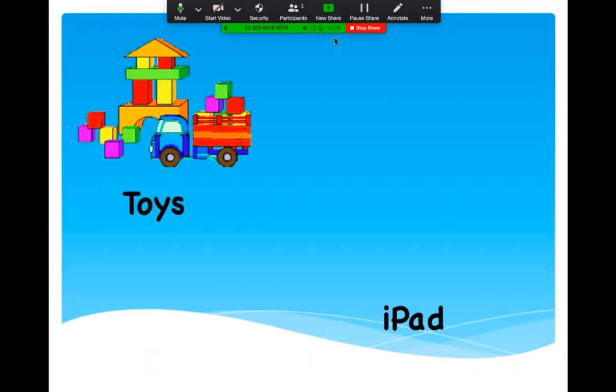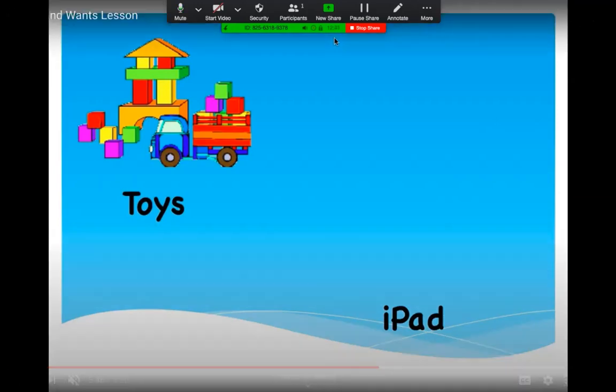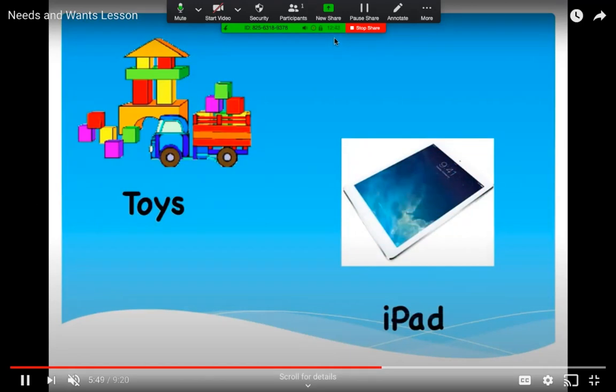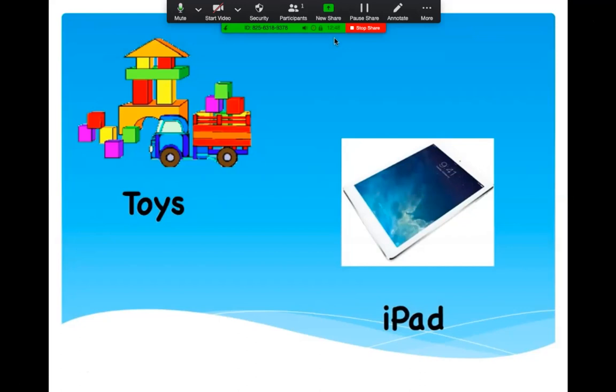A few examples would include toys. We all love toys. We love to play with toys, but we don't need them in order to survive. iPads. An iPad is not a need. It is a want that we want to have so our day goes smoother, or to have a computer right at our fingertips. So toys and iPads are some of the wants we might like to have, but they are not needs. We don't need them to survive.